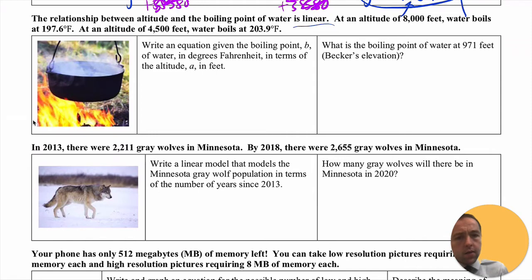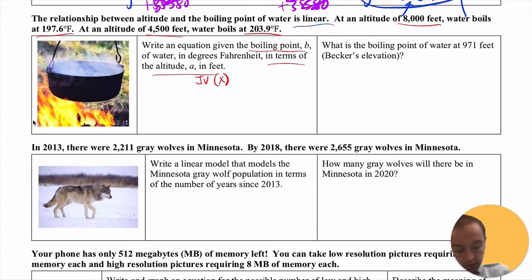Since it says in terms of A, we're going to treat this as your independent variable, your x variable. And that means your boiling point B is going to be your y variable. Since we know at a particular height a temperature and at another height a temperature, we really have 2 points in this relationship. So we should be able to find the slope if we just use the slope formula.